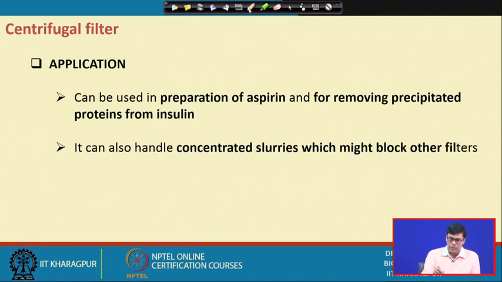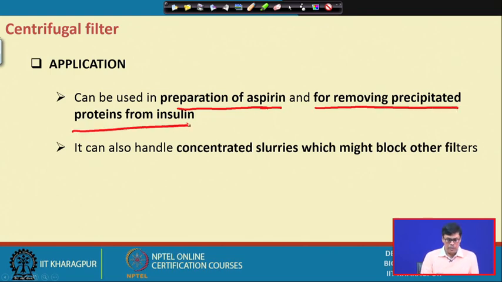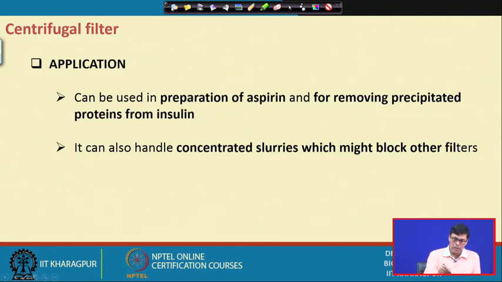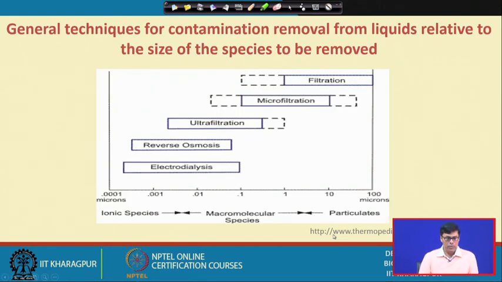The application of this is the preparation of aspirin. This kind of medicine is largely used in the pharmaceutical industry for medicinal purposes. It is also used for removing the precipitation of proteins from insulin, and it can handle concentrated slurry which might block other filters. So, these are the different purposes for which this centrifugal filter may be used.